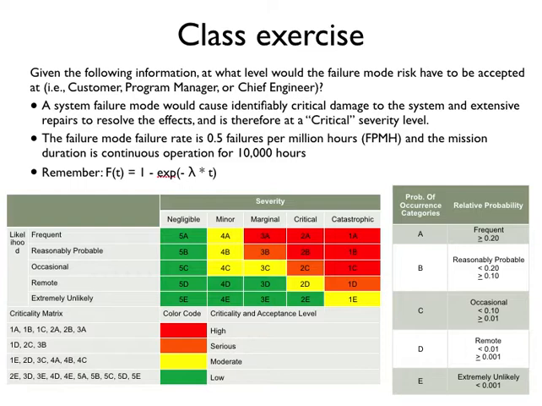Okay. So given the following information, at what level would the failure mode risk have to be accepted at? And one thing I realized is missing from this slide is where the customer, program manager, and chief engineer accept risks at. So essentially what I'm really looking for in this particular problem is for you to determine what the severity and likelihood is of the particular failure mode, given what I'm going to say next, okay?